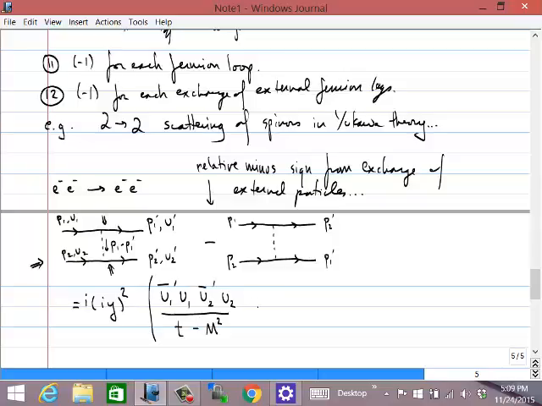And then from the second diagram, you get a u2 bar prime u1 times u1 bar prime u2 over the variable which is now, so what is this momentum here? This momentum here is now p1 minus p2 prime, which is what we would call u in terms of those Mandelstam variables. And that's it. That's your Feynman diagram.